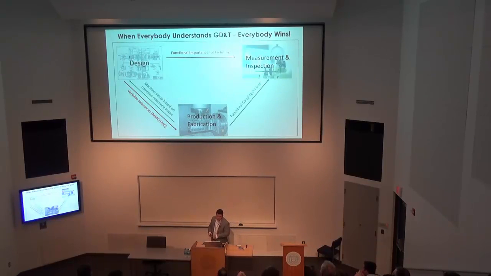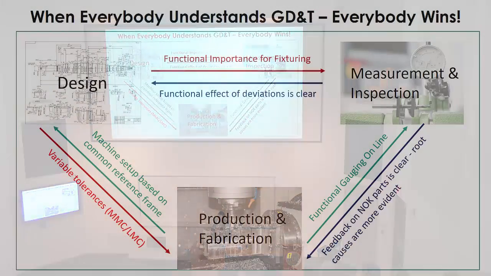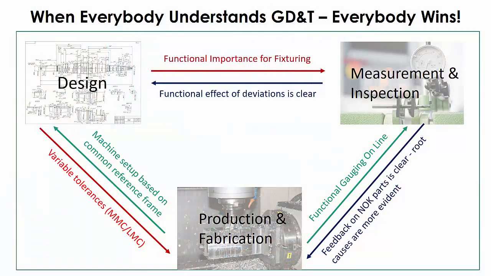Production is able to do machine setup based on a common reference frame or guidance and is able to do functional gauging online. And finally, for the inspection department, the functional effect of deviations is clear because they're measuring according to the same design datum reference frame. And feedback on NOK parts is clear. Root causes are more evident.